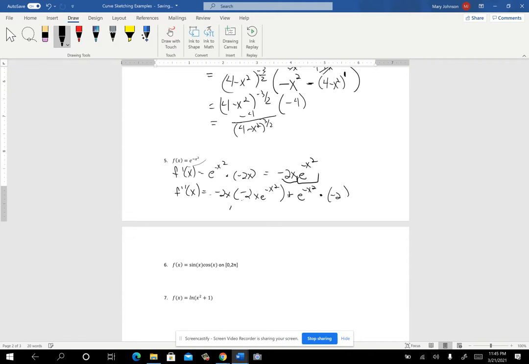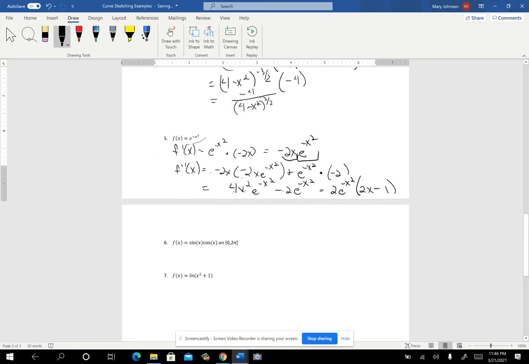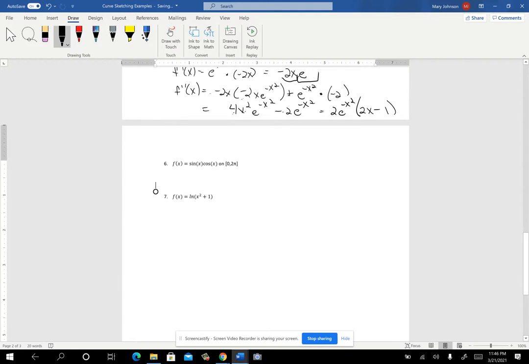So this would be negative 4. That'd be positive 4x squared e to the negative x squared minus 2e to the negative x squared. So if I factor out the 2 and the e to the negative x squared, I'll have a 2x minus 1. Okay. All right, so that's number 5. All right, so let's look at number 6 and number 7, and then we'll be through with the derivative part.